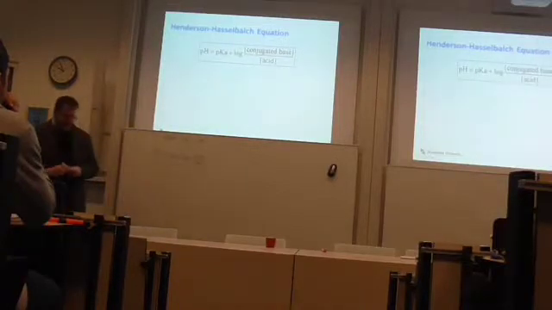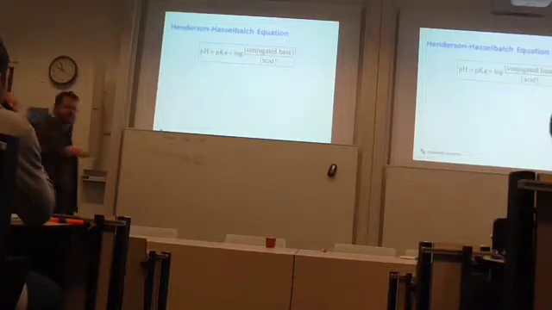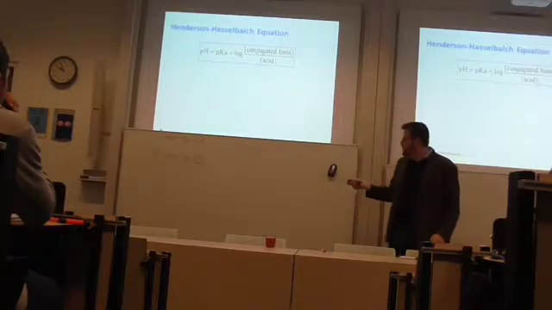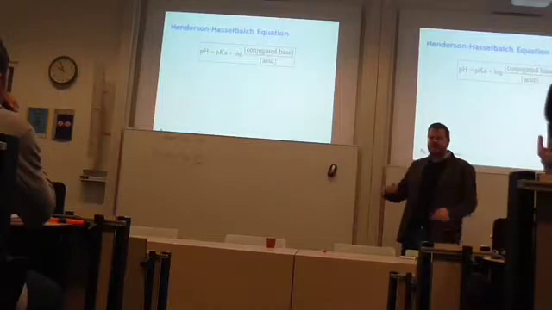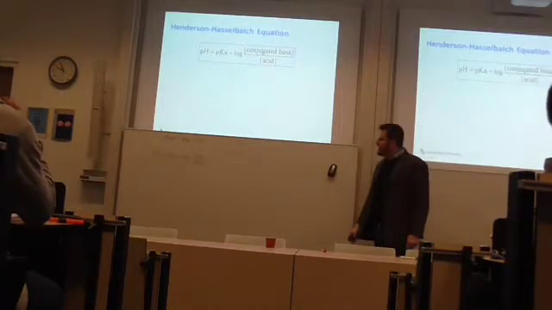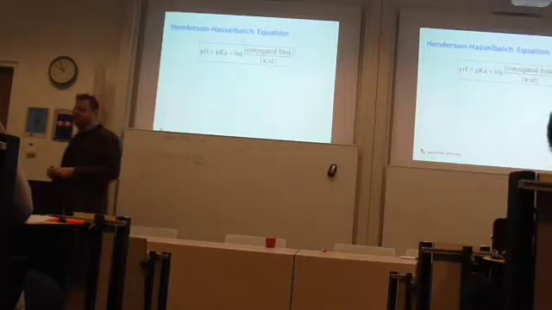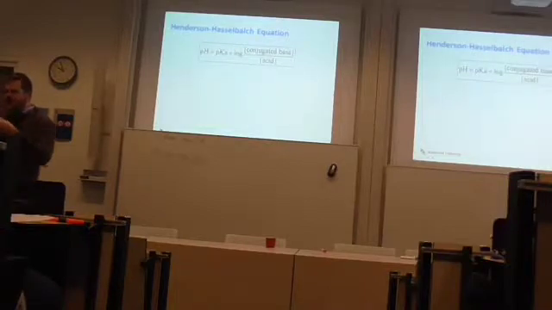So you see, it enables me to tweak the pH that I want. By the way, if the concentration of the acid and the base in my buffer is the same, the pH equals the pKa. Do you see that? Because the ratio is 1, and log 1 is 0. So if you want to make a buffer that has the same pH as the pKa of some weak acid, you can just make a buffer with equal concentrations of the acid and its conjugate base.